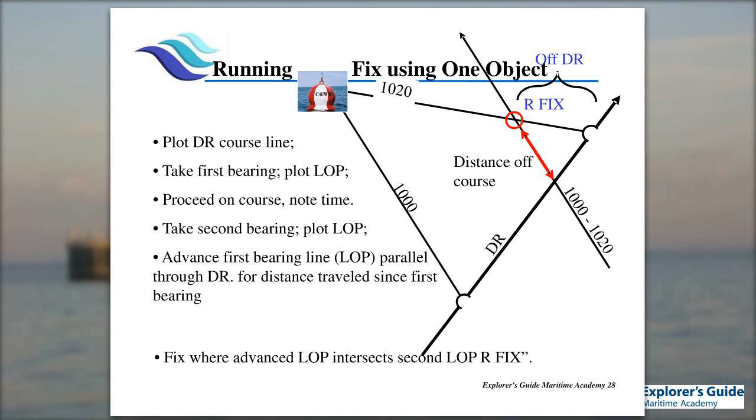The key thing in a running fix is to make sure you advance your first line of position to where it should have been if there were no outside factors. And then again, we base that on 60 D Street.